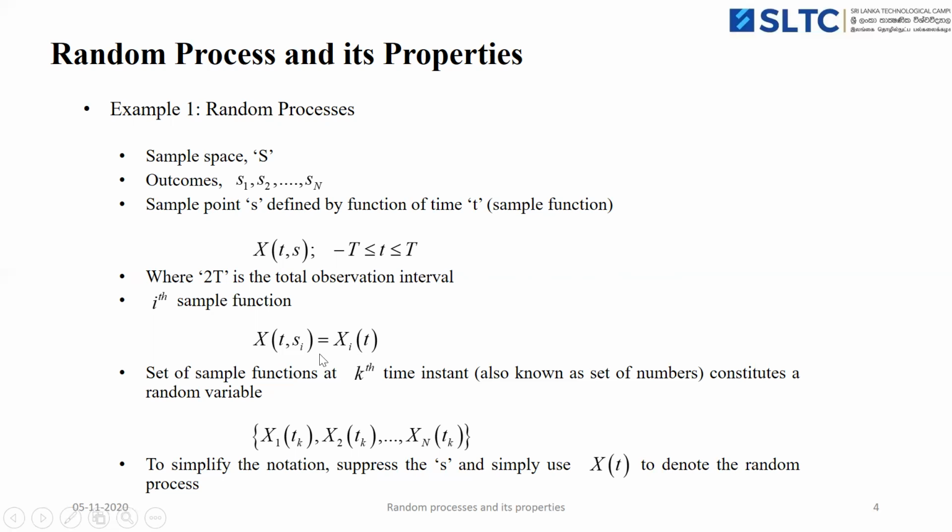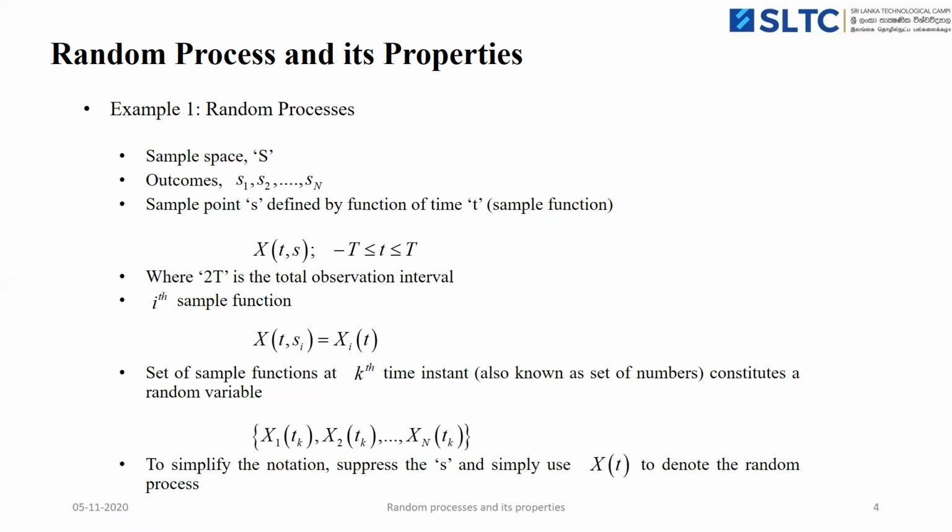Now, from this sample function, we can take the set of sample functions at a kth time instant. If you measure the value at a kth time instant from the sample function, it will give a random variable. Here there is no time specified, so it is a random process, because we are not measuring at any particular time. The sample function is the random process.